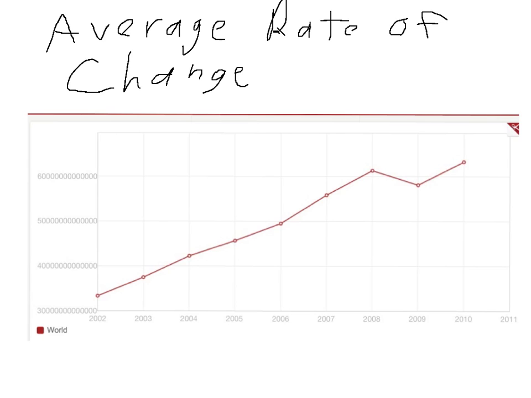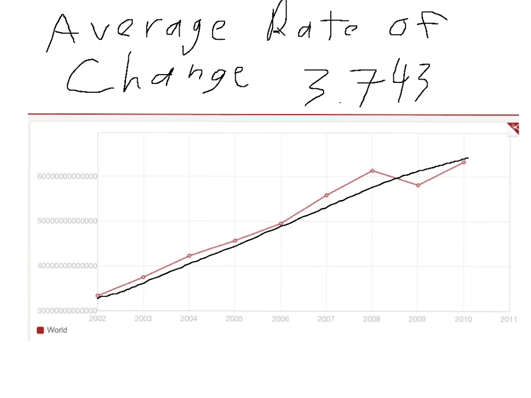So basically you find the average rate of change by taking a line from the first point to the last point, straight across, and then you do the rise over run, and that equation is y2 minus y1 over x2 minus x1. So I don't need to write out all those numbers, but we take the y values and subtract them over the x values, and our final answer will be 3.743 times 10 to the 12th.